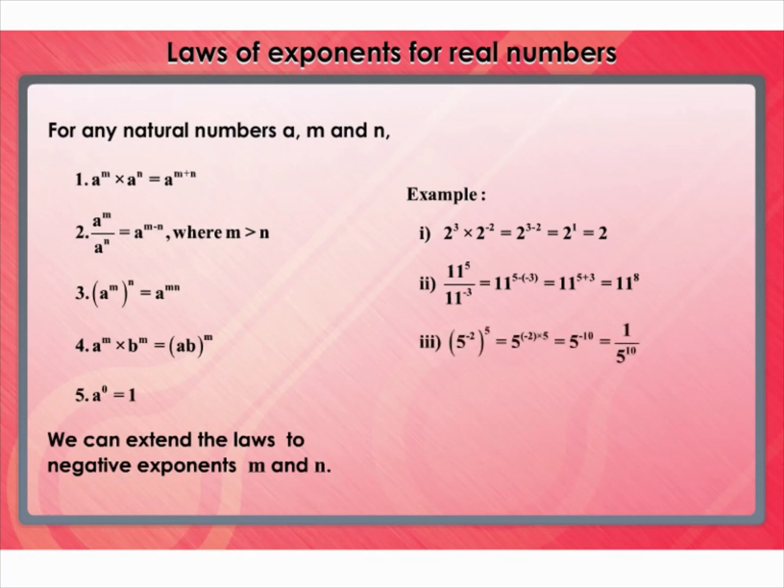The third example is 5 to the power of minus 2, the whole to the power of 5. Here we apply the third law. We get 5 raised to the power minus 10. This can be written as 1 by 5 to the power 10.